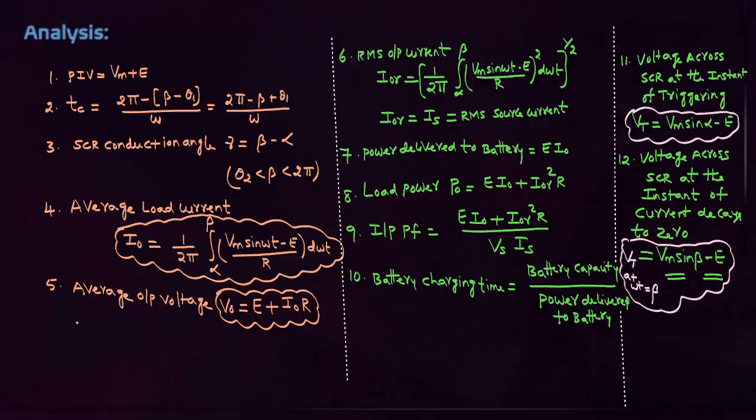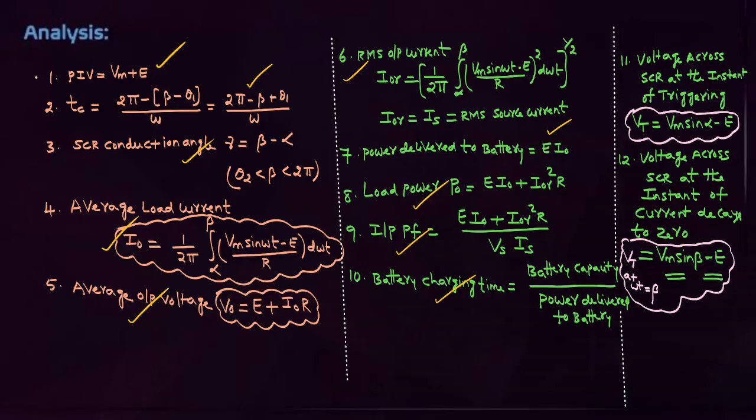Single phase half wave rectifier with RLE load, peak inverse voltage Vm plus E. Circuit turn off time is 2 pi minus beta plus theta 1 by omega. SCR conduction angle is beta minus alpha. This is the average current expression. This average voltage V0 equals E plus I0 into R. Then what is the RMS output current? What is the power delivered to battery? Power delivered to battery is E into I0. Load power is E into I0 plus I0 RMS squared into R. Input power factor. Battery charging time.